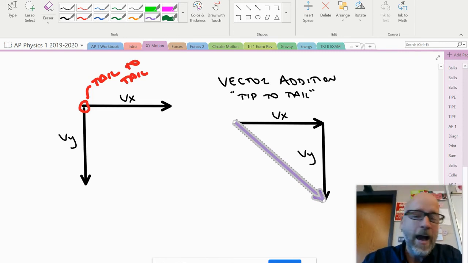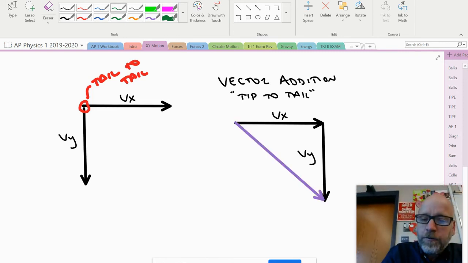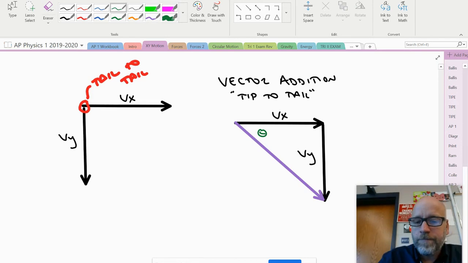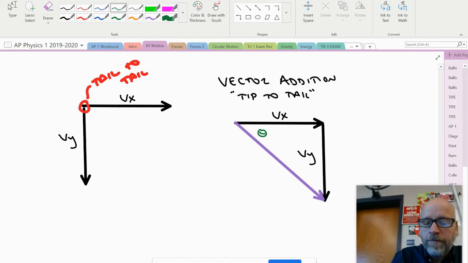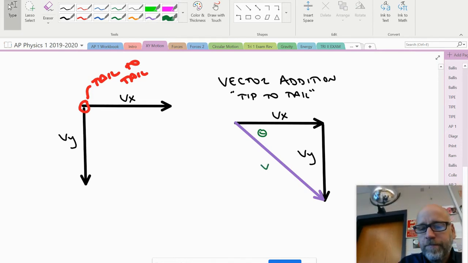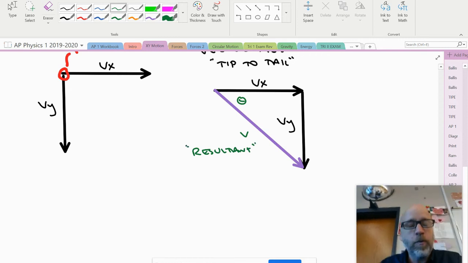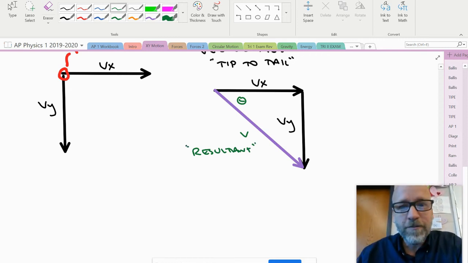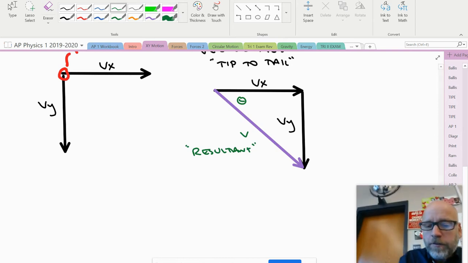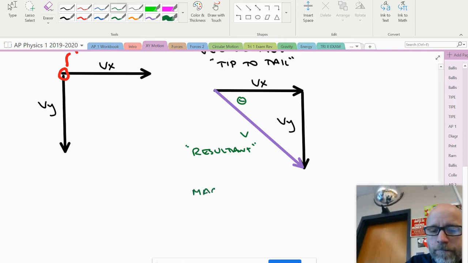There we go. Now, in order to solve for this, I can just use basic trig to find the resultant. I'm going to go ahead and write the word in. The resultant sounds like a made-up word. It's not. It's the result of adding two vectors together. So to find the magnitude of that, magnitude just means the size, right? It's going to be v squared equals vx squared plus vy squared.